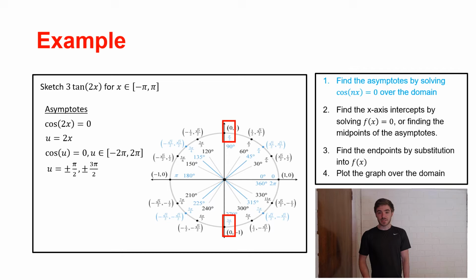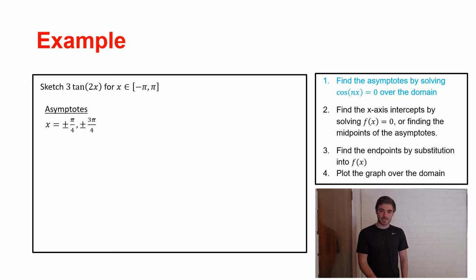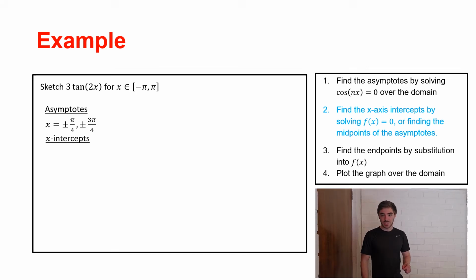All we do here is get everything back in terms of x, which just means replacing u with what it originally was, 2x, and then dividing all of our solutions by 2 to get everything back in terms of just x. Now that we have our asymptotes, we can move on to finding where the x-intercepts are. And there's actually 2 options for us here. The lack of vertical translations in this kind of graph mean that the x-intercepts will always occur at the midpoint of all of your asymptotes. So that's a perfectly valid way of finding the x-intercepts of a tan graph.